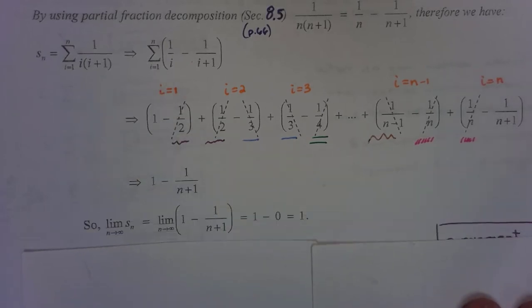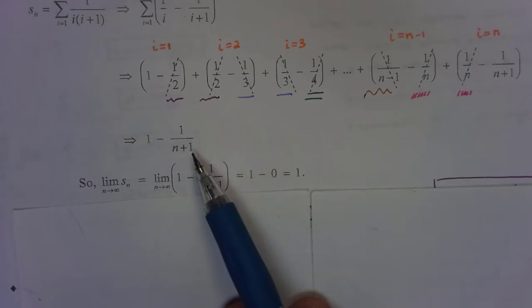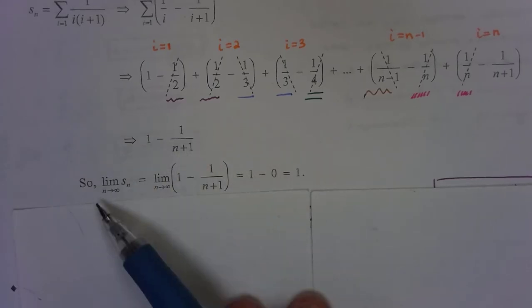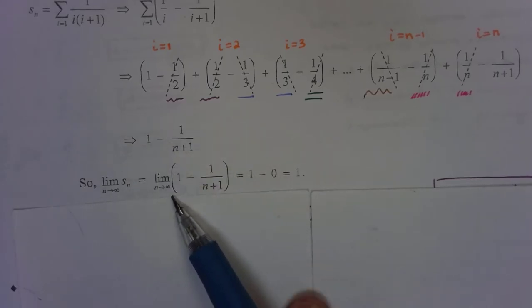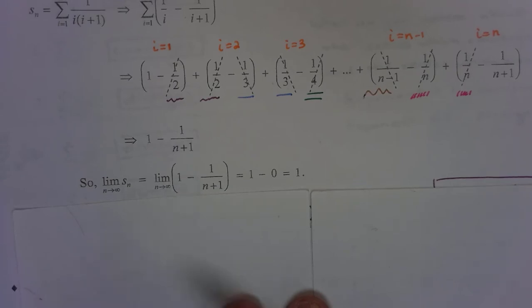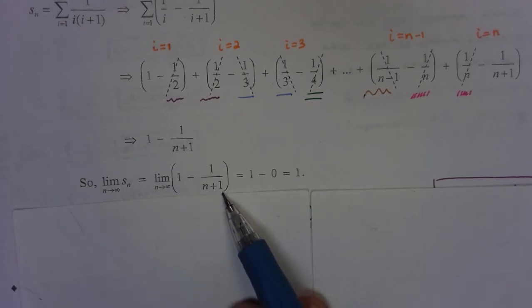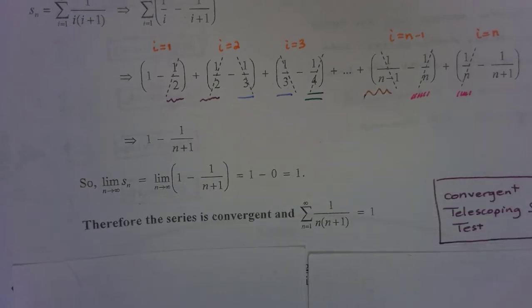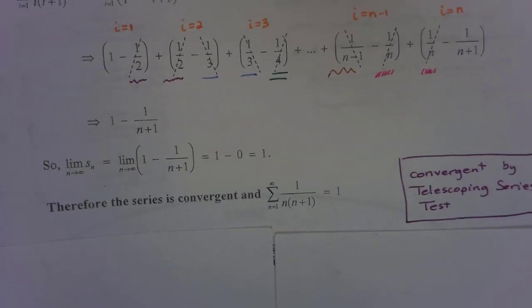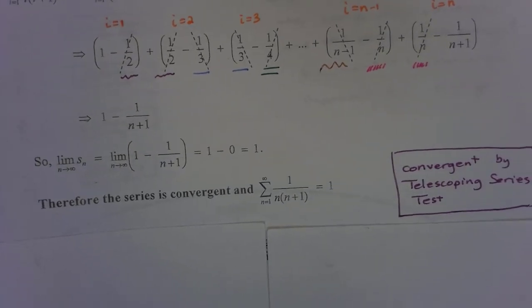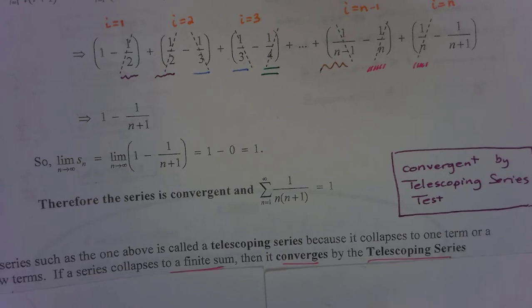It collapses to that. So now let's look at the limit of my series, which is, I'm not looking at the nth term, the limit of my series. The limit as n goes to infinity of 1 minus 1 over n, which is 1. So we say this series converges by the telescoping series test.